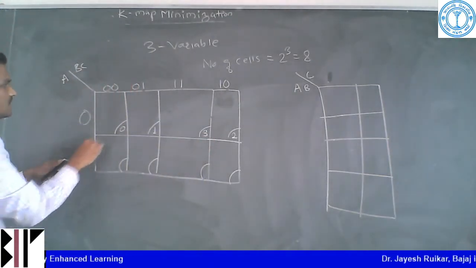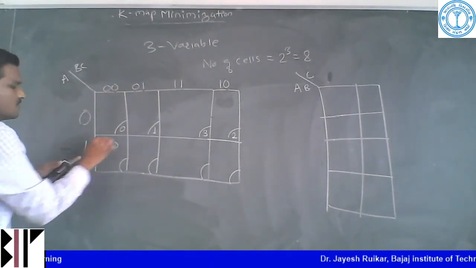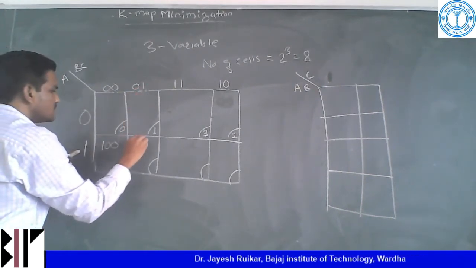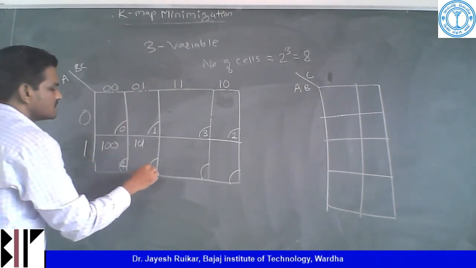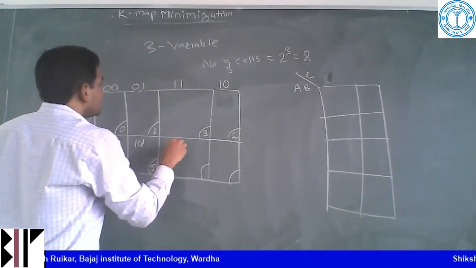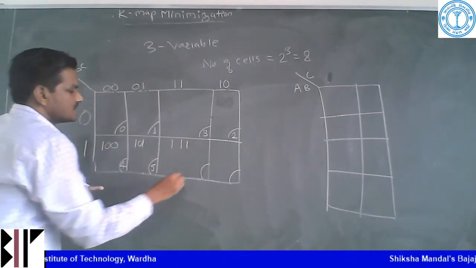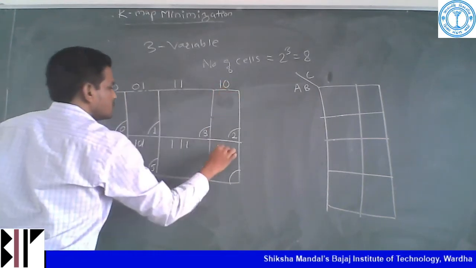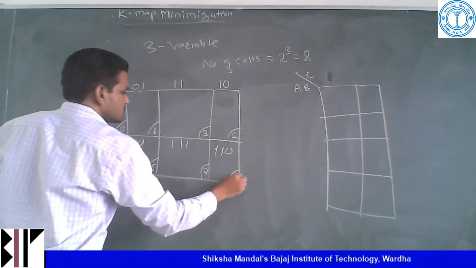This is my 1 0 0, what is this? This is 4. 1 0 1, what is this? This is 5. Then 1 1 1, what is this? This is 7. Then this is my 1 and this is 1 1 0. What is this? This is 6.